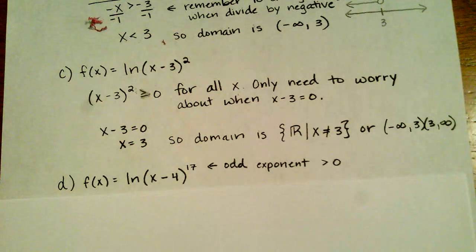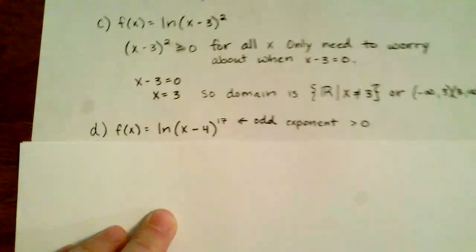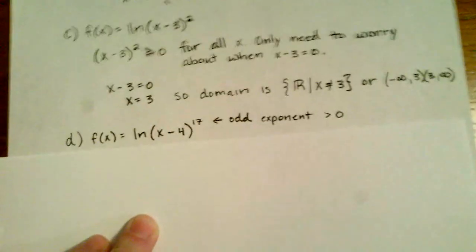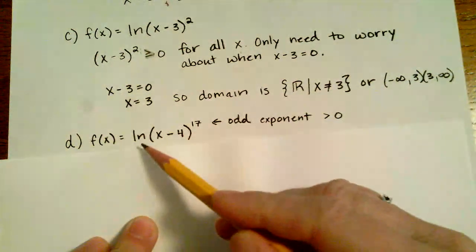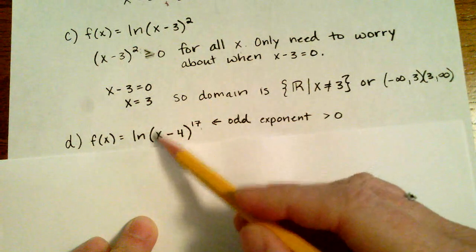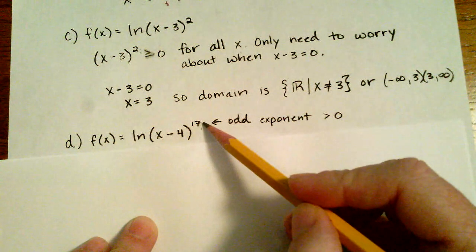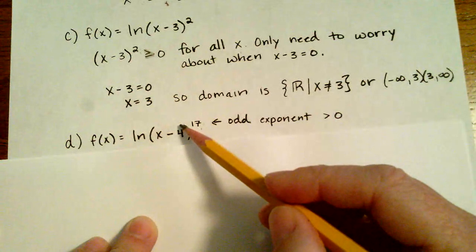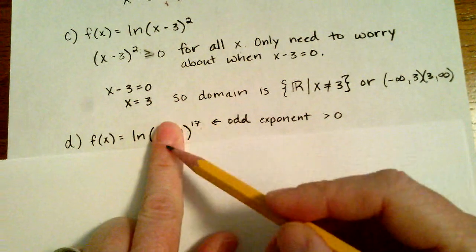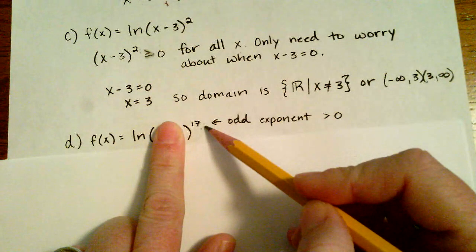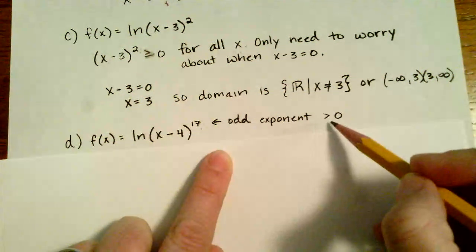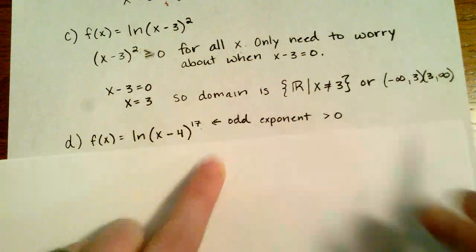Okay, for D, this one is a little different. Notice that this time we have an odd exponent. So we have the natural log of x minus 4 to the 17th. If we have a positive number to the 17th, this will be positive. However, if we have a negative number, say this simplified to -1, -1 to the 17th is still going to be -1. So if there's an odd exponent, we need to worry about the whole argument being greater than 0.